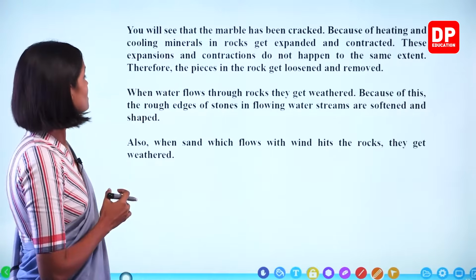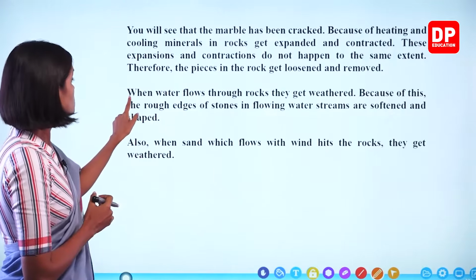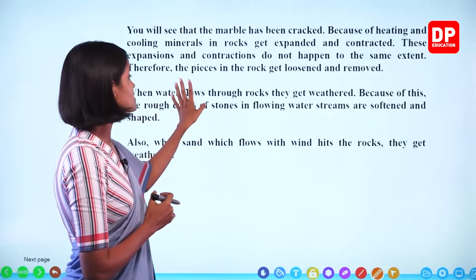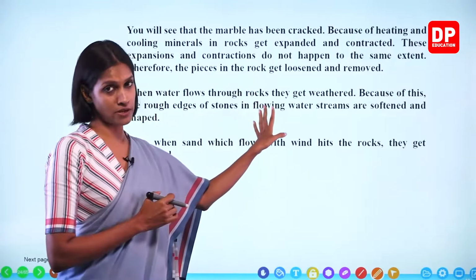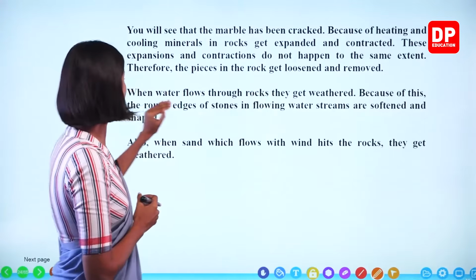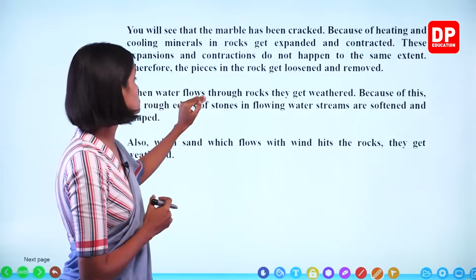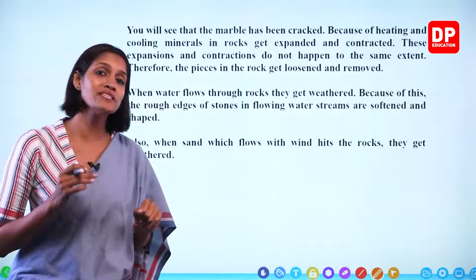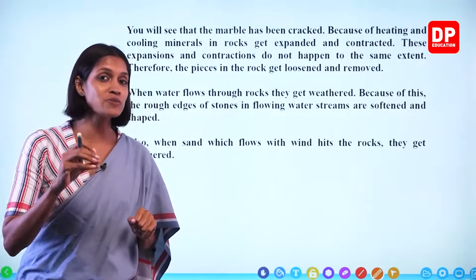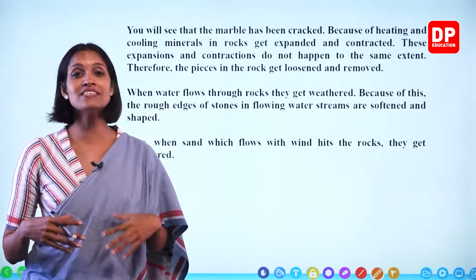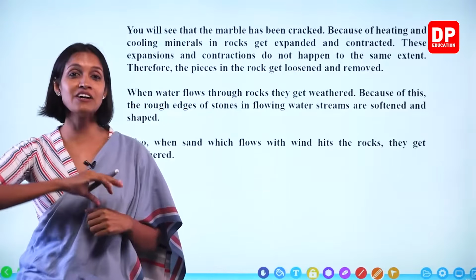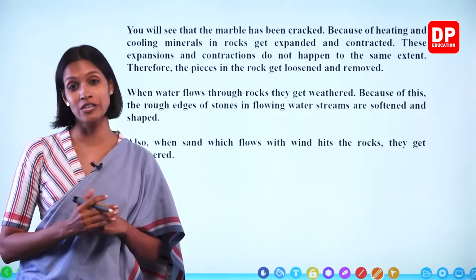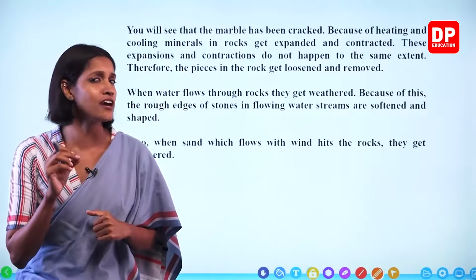Right, children? Next one. When water flows through rocks, they get weathered. How does this happen, children? Because of this, the rough edges of stones in flowing water streams are softened and shaped. You must have seen the stones present in the river bottoms. What is the shape of those stones, children? They are nicely round and smooth, right? They don't have rough edges.